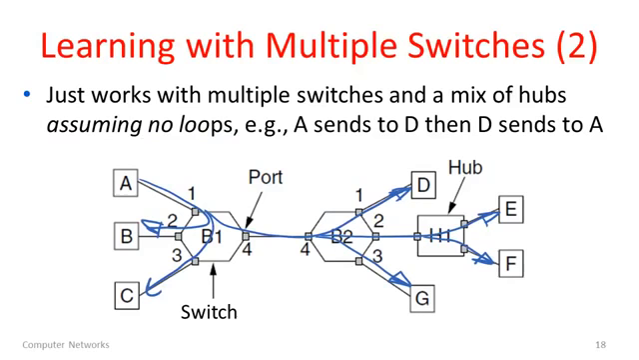Here's that again, and now let's look at what happens next. Now D is going to send to A. Here's D's frame, comes in on port 1 on this switch. It wants to get to A. Well, switch B2 actually remembered that the way you get to A is you send out this port. So it'll simply send it out that port. There's no need to broadcast.